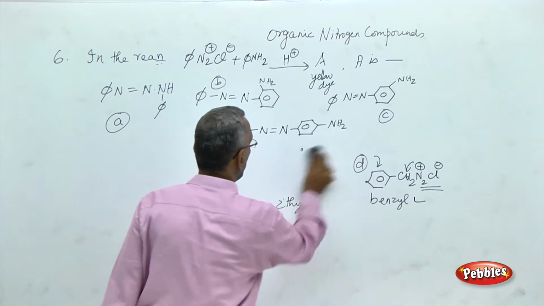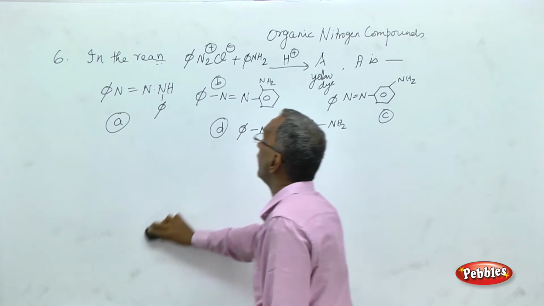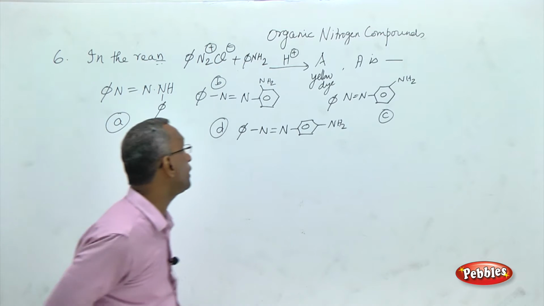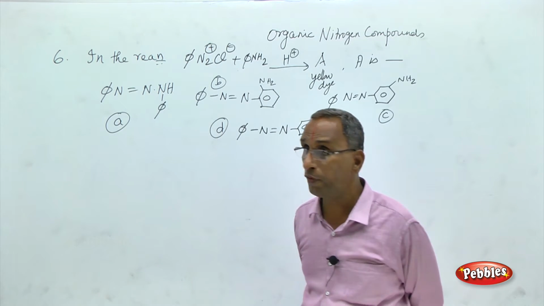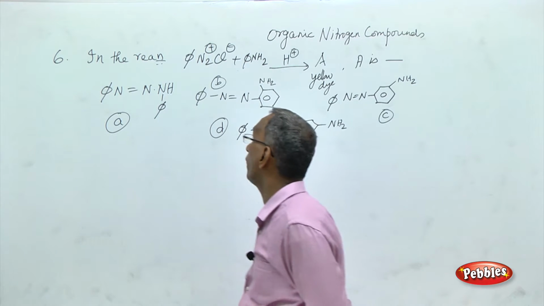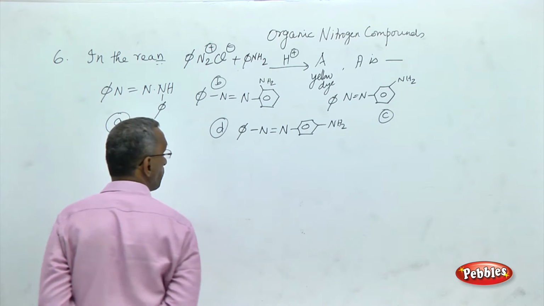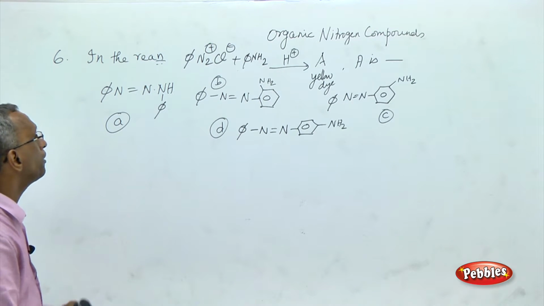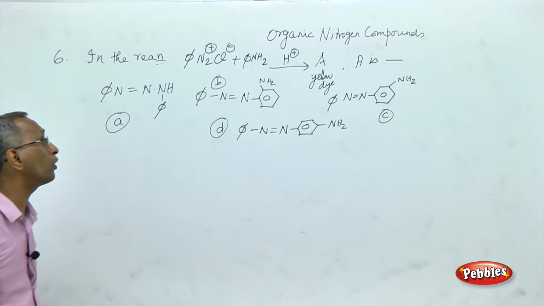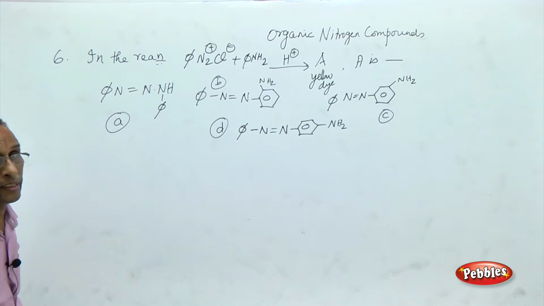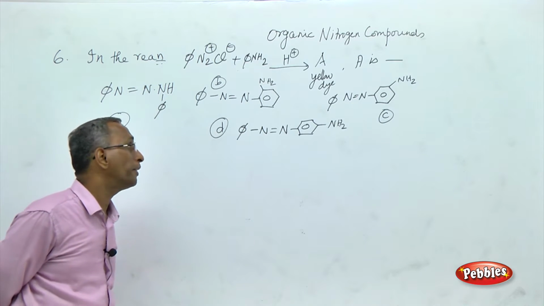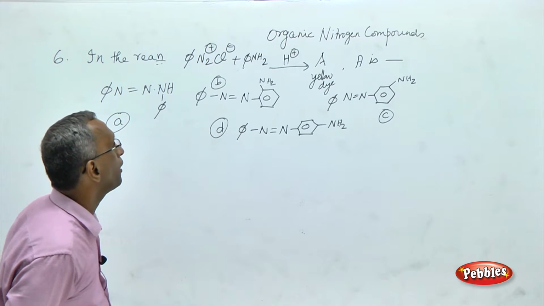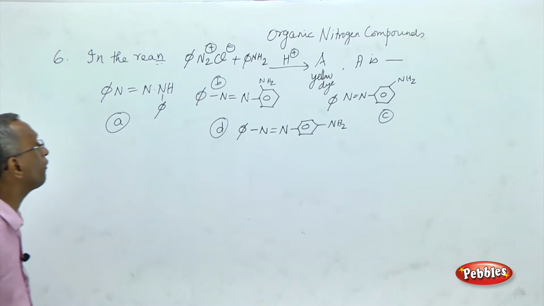Now the next question is based on the coupling reaction. We have seen that benzene diazonium chloride is highly useful in the manufacture of azo dyes. They have given different azo dye intermediates or final dye stuffs; which is the correct one? In the reaction, benzene diazonium chloride undergoes coupling with aniline in the presence of acid to give a yellow colored dye specified as A. If that is the case, the compound A is dash. They have given 4 choices.